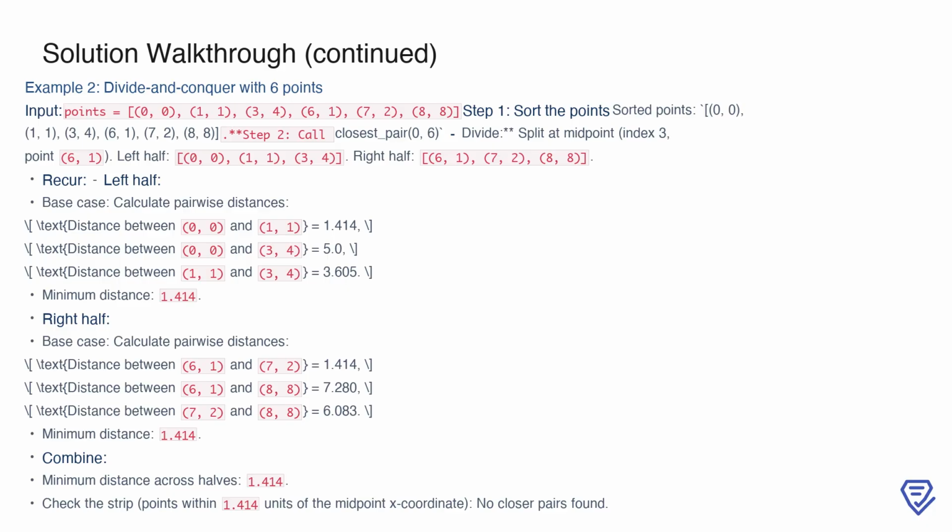Similarly, for the right half, the smallest distance is also 1.414 between (6, 1) and (7, 2). In the combined step, we compare this minimum distance of 1.414 across both halves and check the strip around the midpoint for any closer pairs. Since no pairs in the strip have a distance less than 1.414, the final minimum distance remains 1.414.